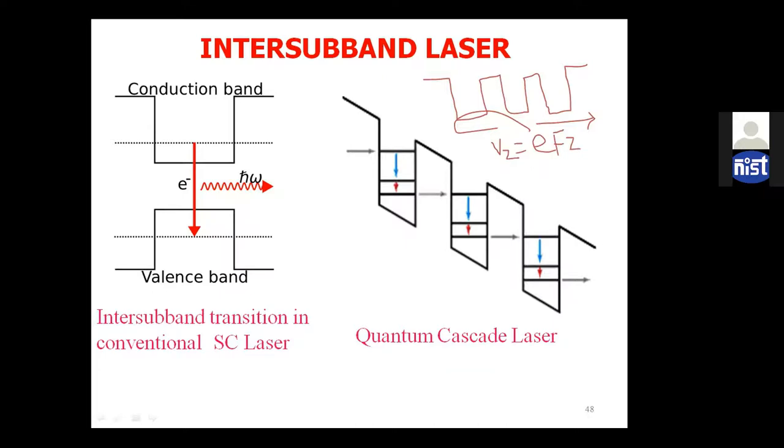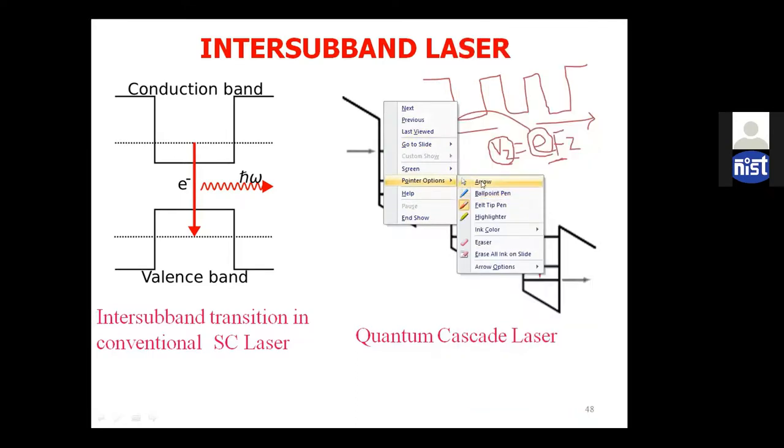So when you apply a field, depending upon the strength of the field, its direction, the growth direction, and the position of Z, your potential will be added. This is the structure potential, so with the structure potential, an additional potential is added due to the field. As the charge is negative here, this will tilt. So there is a tilting.